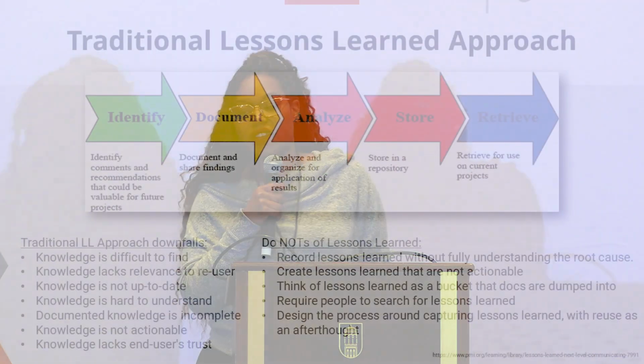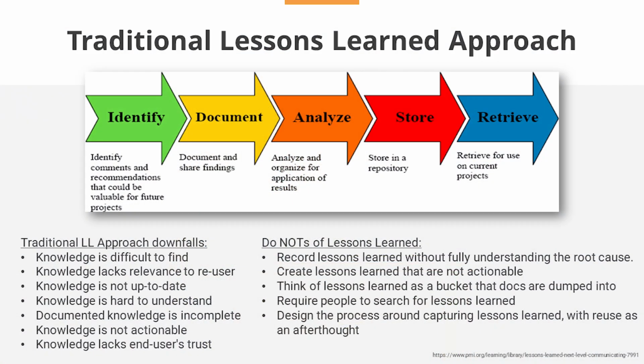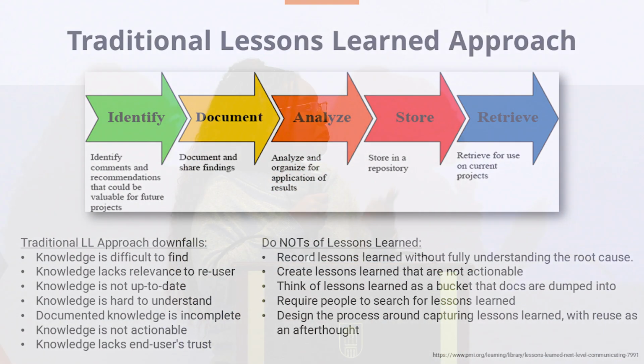However, with the traditional lessons learned approach, there are some downfalls. There are some areas in the process where things can get dropped. And it doesn't always happen at the retrieval step. Sometimes it happens at the identification step. So some of those downfalls are as follows. We've got knowledge that's difficult to find. That could be in multiple repositories. It could be in folders that only certain people have access to.